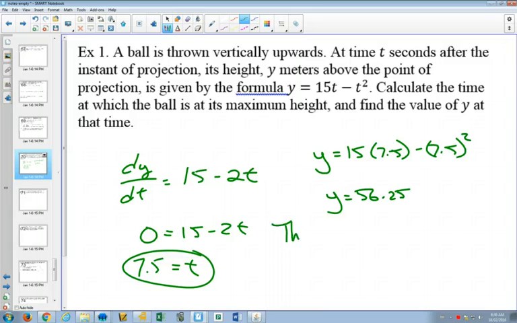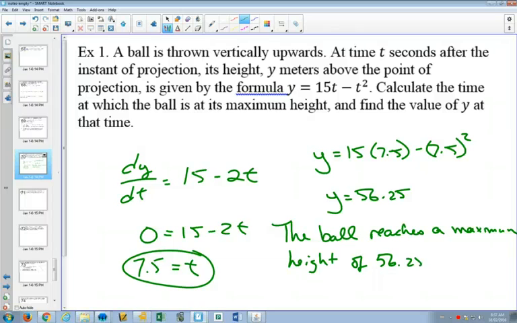So we can write a statement. The ball reaches a maximum height of 56.25, and the units we're using, meters, at 7.5, and the units we're using, seconds.